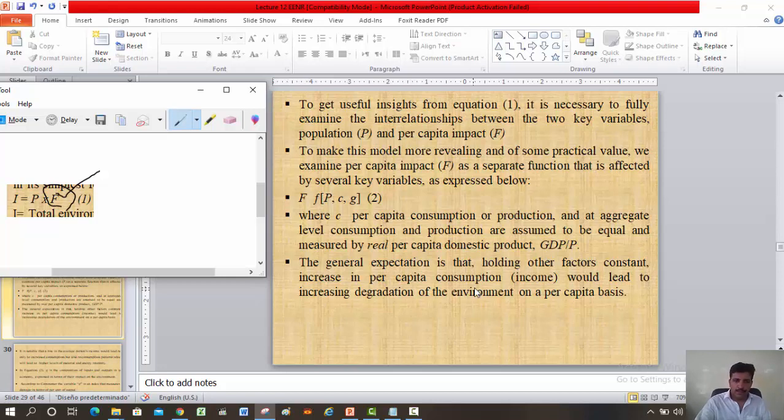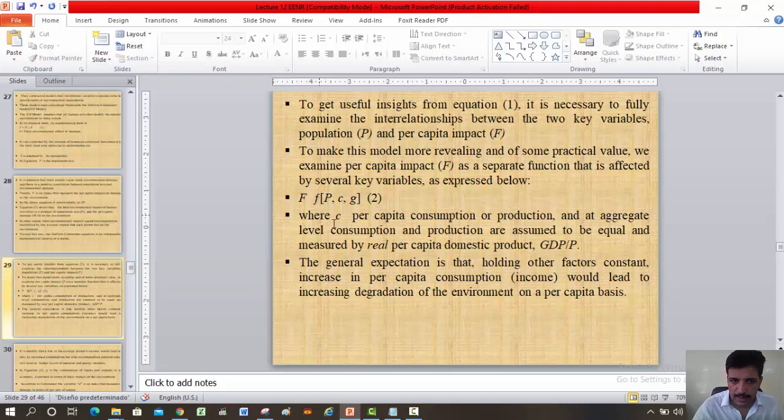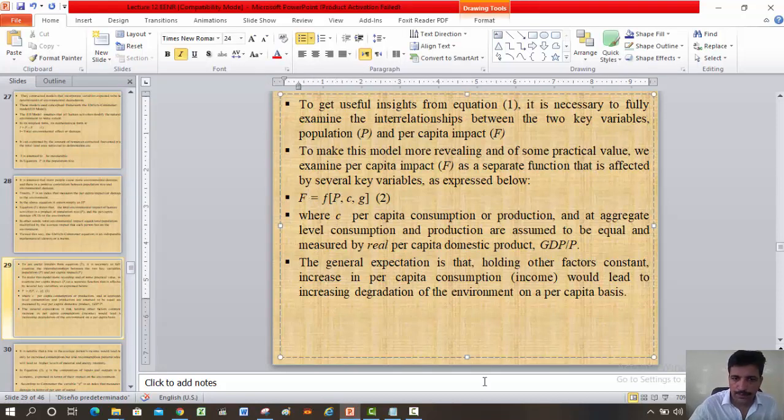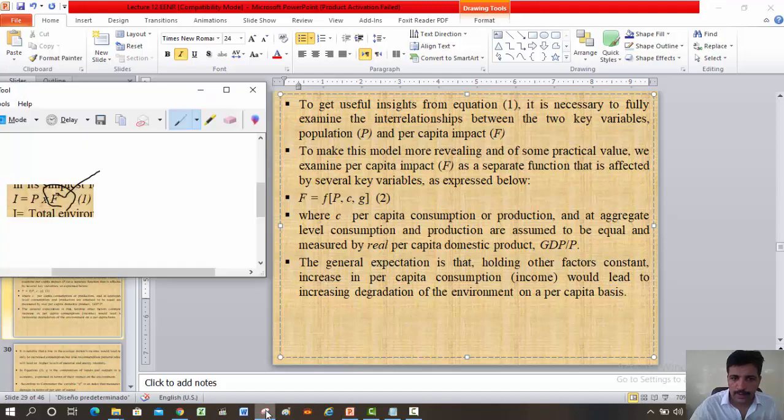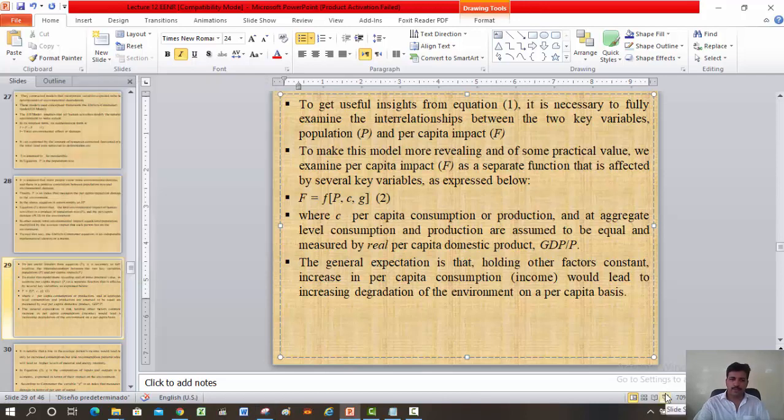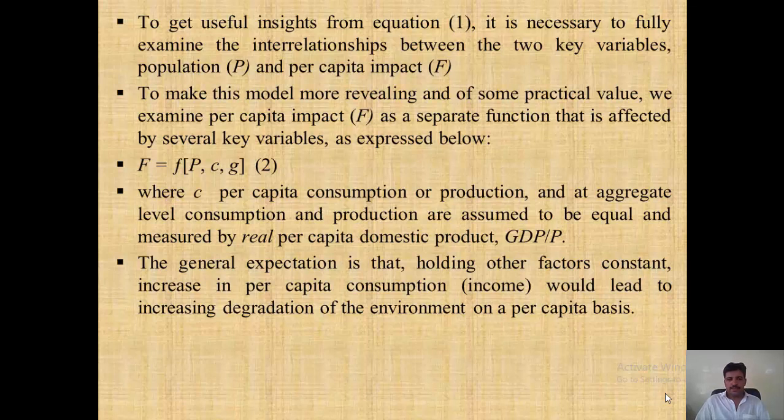So we take it as a separate function, and say that F is equal to capital F, a function of P, C and G, where P is the population size, while C is per capita consumption or production, and aggregate level consumption and production are assumed to be equal, measured by real GDP over P, population, which is the real GDP per capita.